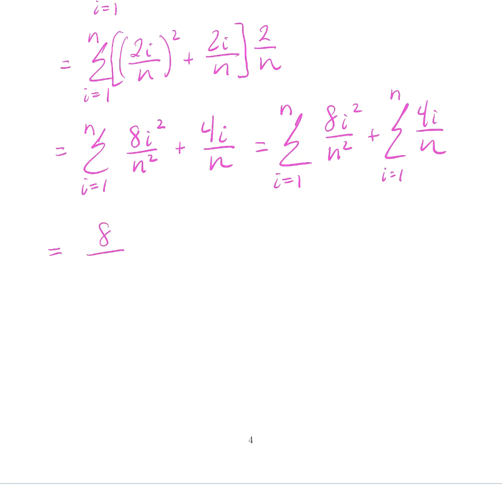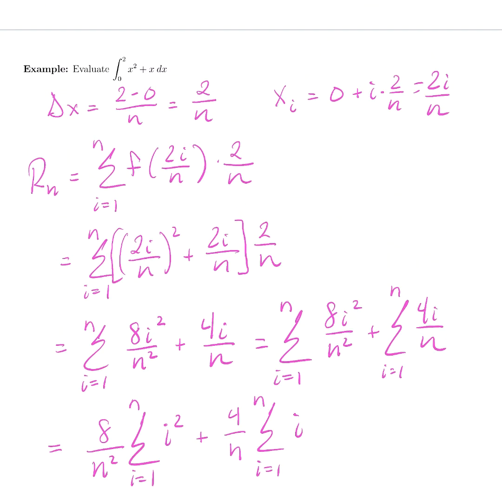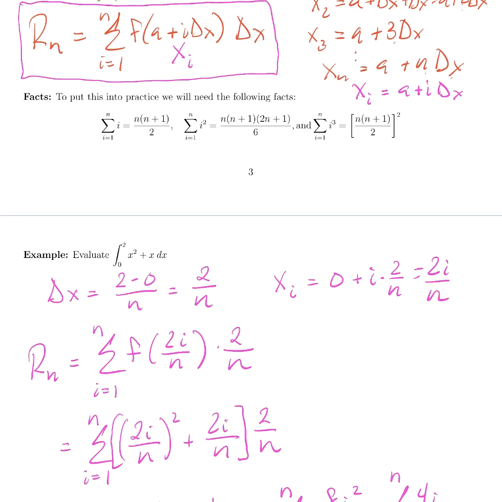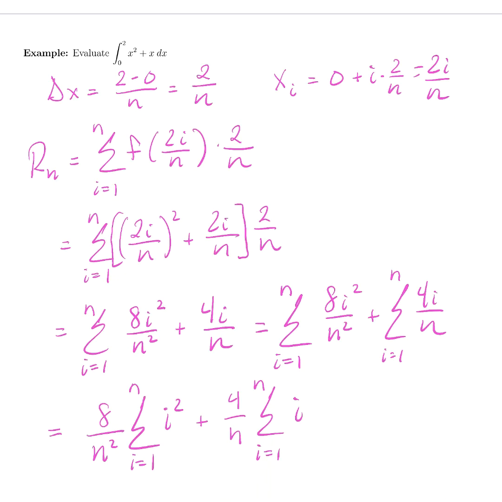So this first sum looks like 8 over n squared times the sum from i equals 1 to n of i squared, plus the second term looks like 4 over n times the sum from i equals 1 to n of i. Okay. Both of these sums are up here. I didn't state them before, but here are the three sums that we're going to need to know. Well, this one we can justify really easily, just thinking about adding up the first n numbers. Pair them off, 1 and n, 2 and n minus 1, and you'll see what happens. Okay, so we need these first two, and then we should be able to handle this.